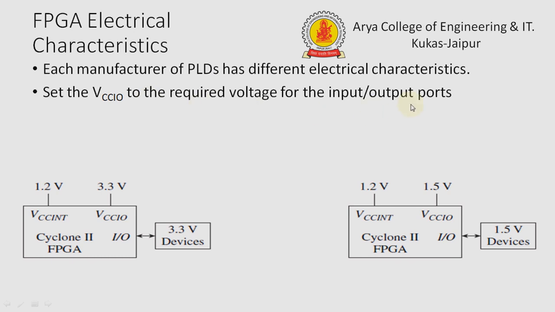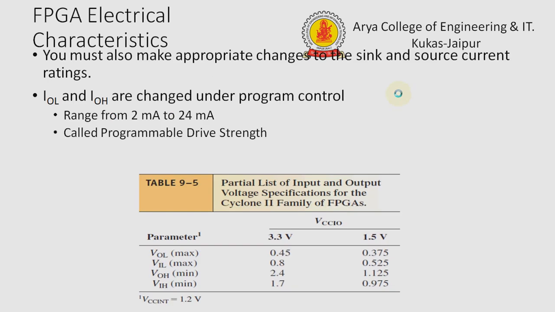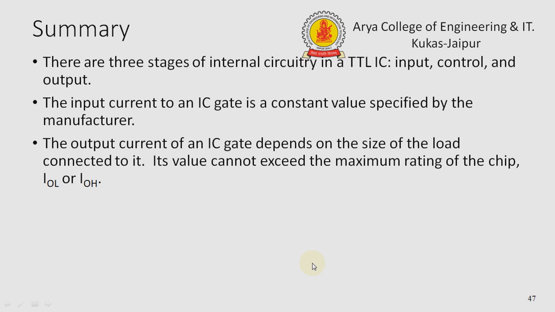This is our requirement: it depends on which manufacturer's kits we are using, and on that basis the power supply or electrical parameters are decided. And here, some changes are measured for source and sink current ratings, depending on the manufacturer. IOH and IOL are also changed under program control, ranging from 2 mA to 24 mA, and it is called programmable drive strength. This shows the partial list for changing the values of FPGA families.